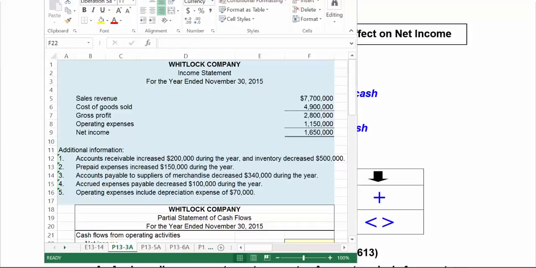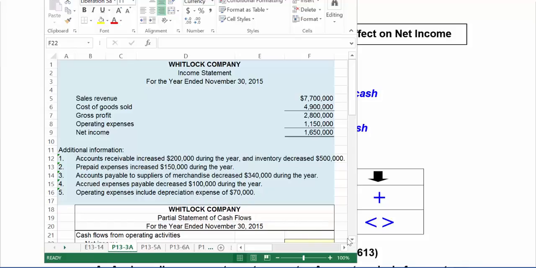Here's an income statement and supplemental information for a company from a text problem at the end of chapter 13. The Whitlock Company has sales revenue of 7.7 million, cost of goods sold of 4.9, gross profit of 2.8, operating expense of 1.15, and net income left over of 1.65 million. Additional information about it is listed below, and all of those pieces of information are important.